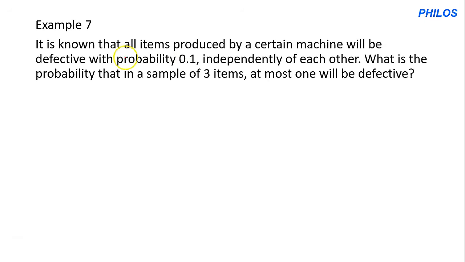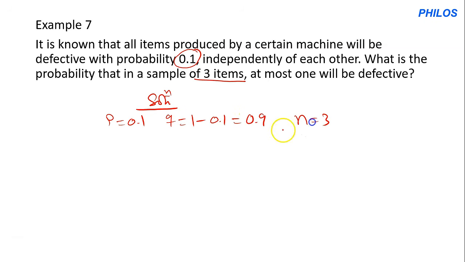Question 7 says, it is known that all items produced by a certain machine will be defective with probability of 0.1 independently of each other. What is the probability that in a sample of 3 items, at most 1 will be defective? Now from the question, our P is 0.1, our Q is going to be 1 minus P, which is 1 minus 0.1, and that will give us 0.9. Okay, and then N is 3.